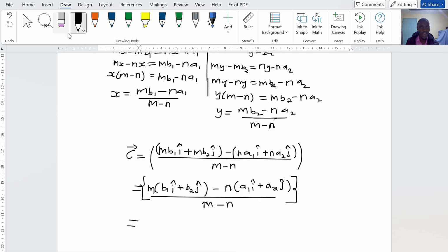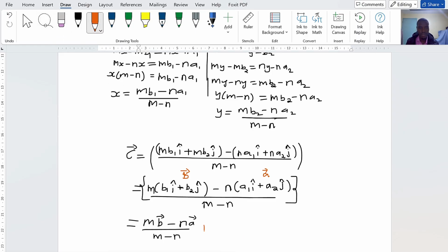Now finally, we have what we said. B1 i plus B2 j is vector B. We were given that. A1 i plus A2 j is vector A. Now we can simply say for external division of a line, the point C or the position vector C is given by M vector B minus N vector A, divided by M minus N.